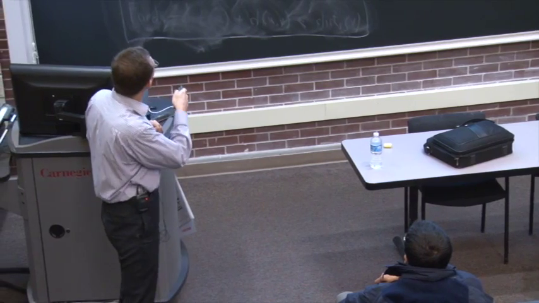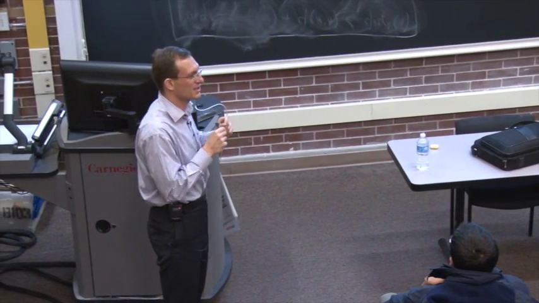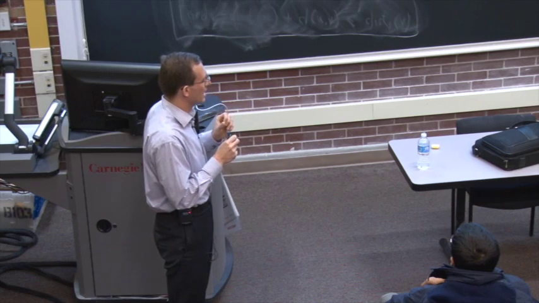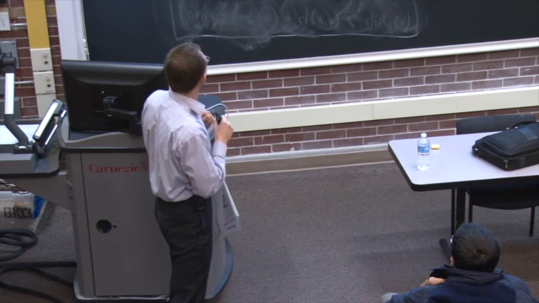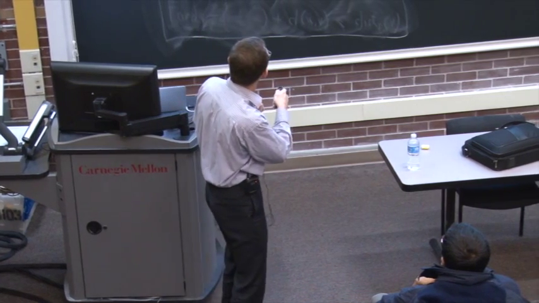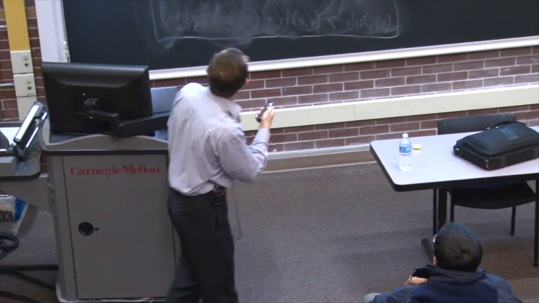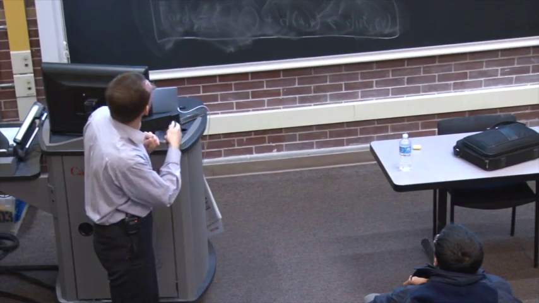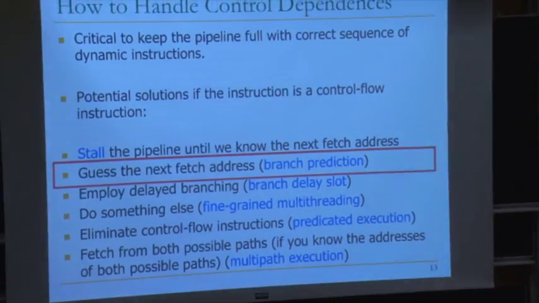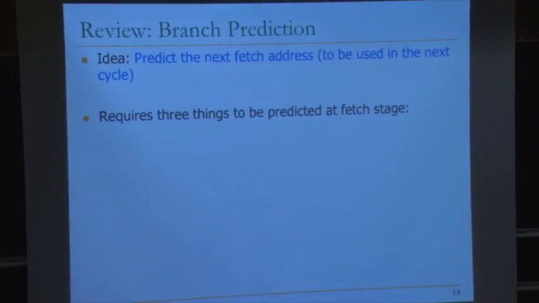And we've started on covering how to fetch, how to predict the next target address, right? The target address of a branch. And we're going to cover multipath execution also briefly. So let's take a look at this guess the next fetch address solution, branch prediction. When you fetch the instruction, what is the next fetch address? We're going to guess that.